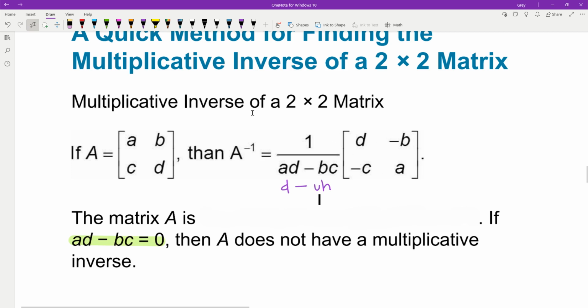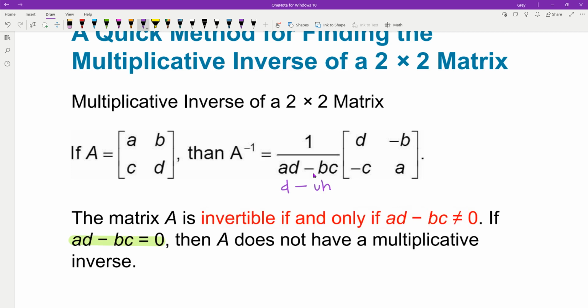Then if you notice from here to here, we have switched these two spots and taken the opposite sign of these two spots. Okay? And most importantly, when you calculate this part right here, it's only invertible if that doesn't equal 0.